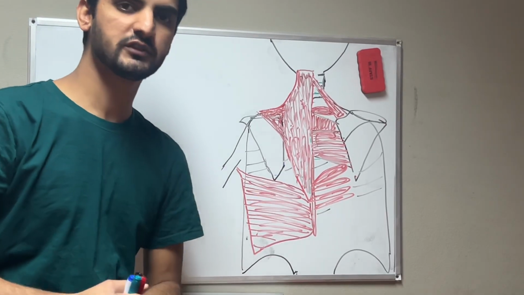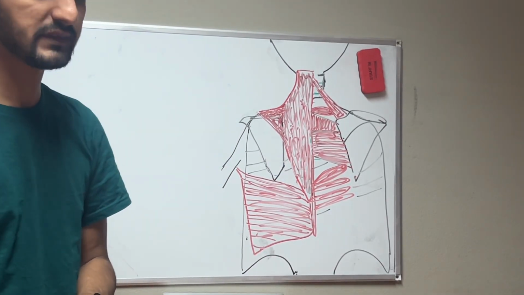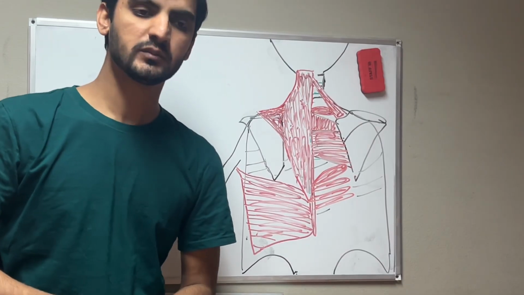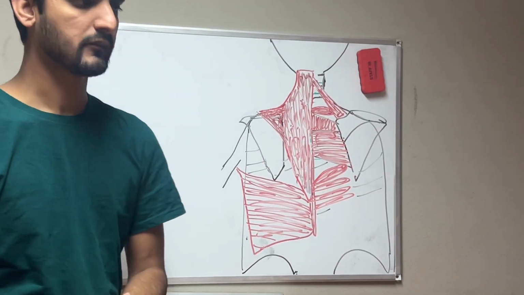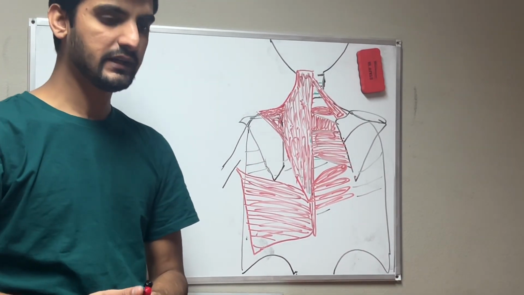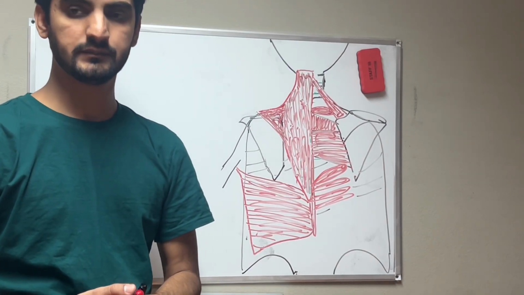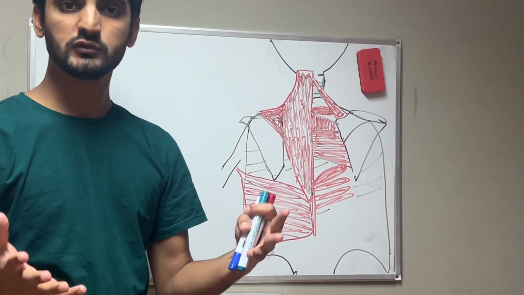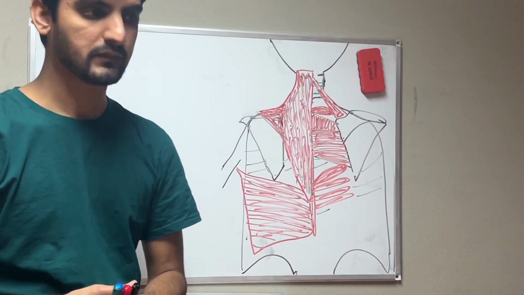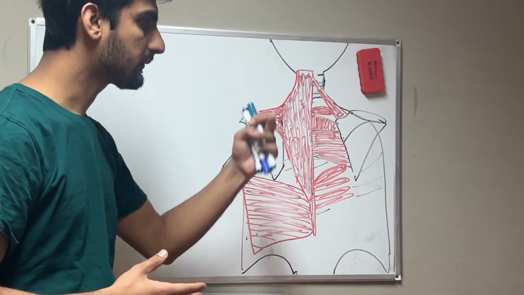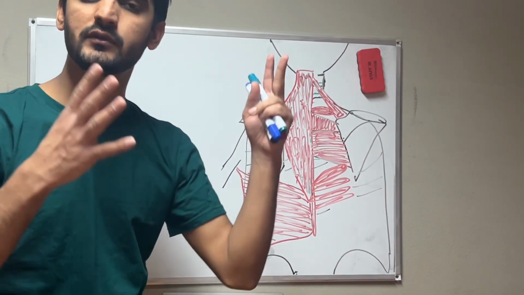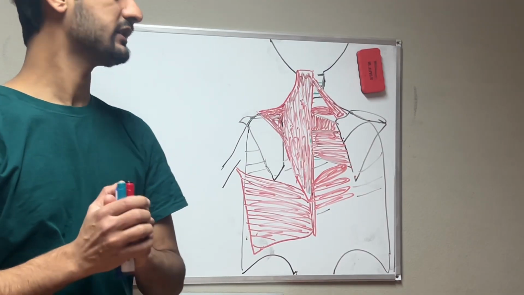Muscular system. In our body, we have three types of muscle: cardiac muscle, smooth muscle, and skeletal muscle. Cardiac muscle we will only find in the heart, and smooth muscle we will find in the organs, and skeletal muscle we will find in the skeleton. Okay, which is a very important root in our body.